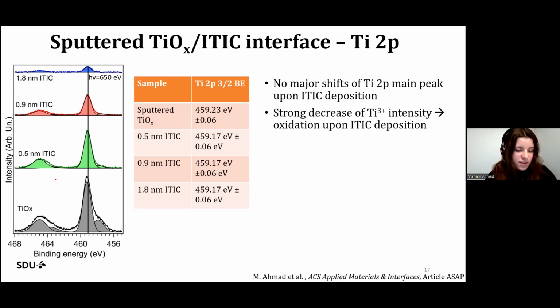Then we deposited three different thicknesses of ITIC on the titanium oxide, 0.5 nanometers, 0.9 nanometers, and 1.8 nanometers. And one thing we see is we do not see any major shifts in the titanium 2p main peak after deposition of ITIC, but we do see a strong reduction of the amount of titanium 3+ upon ITIC deposition, and this indicates oxidation of titanium 3+ upon ITIC deposition.